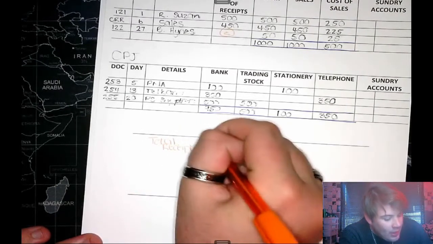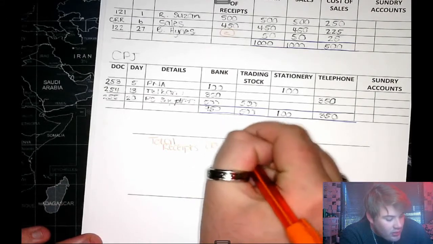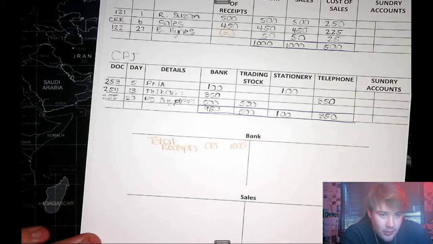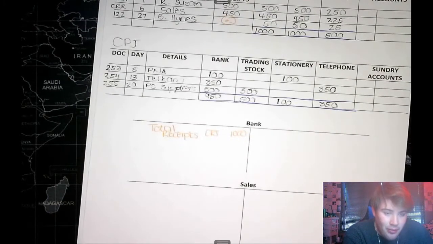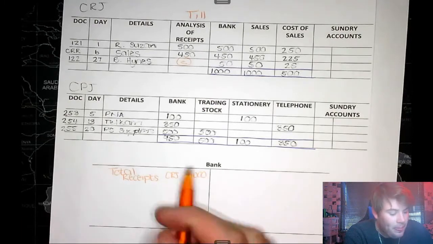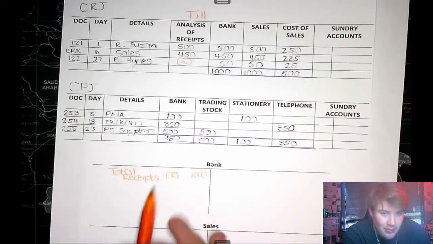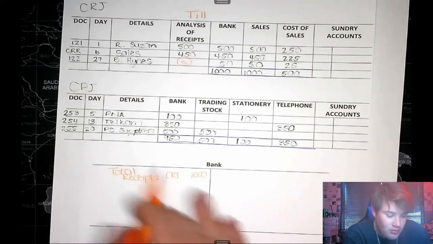Okay, it comes from our CRJ as a folio, and it was for 1,000 Rand. Perfect. Now remember, for every debit there has to be a corresponding credit. Now we know that bank and sales go together, so the sales amount is part of this total receipts over here. Okay, it's part of the total receipts.